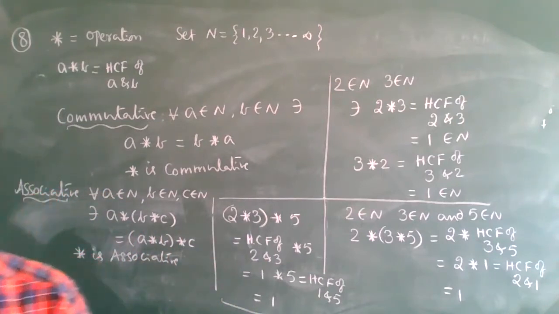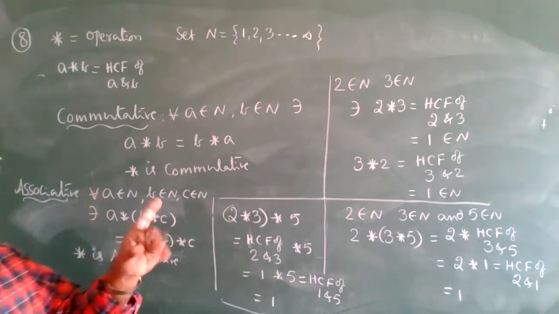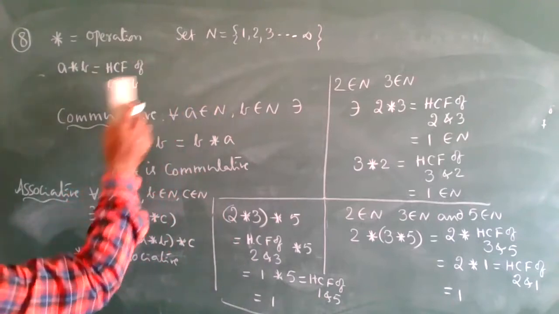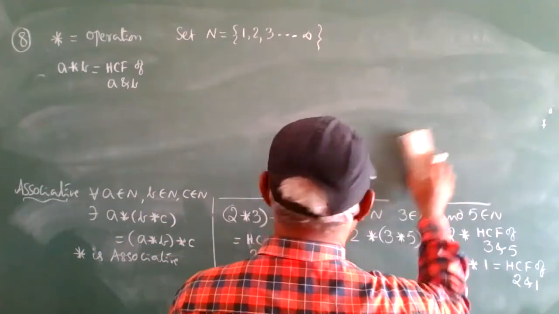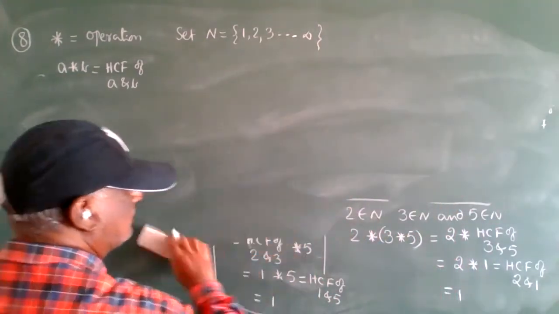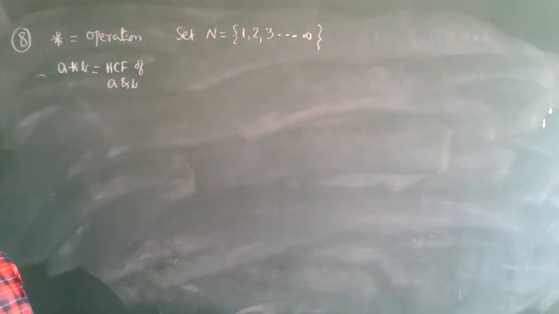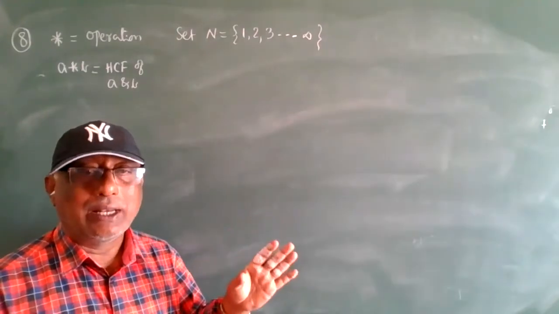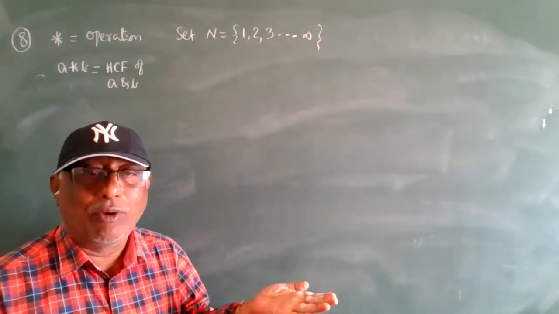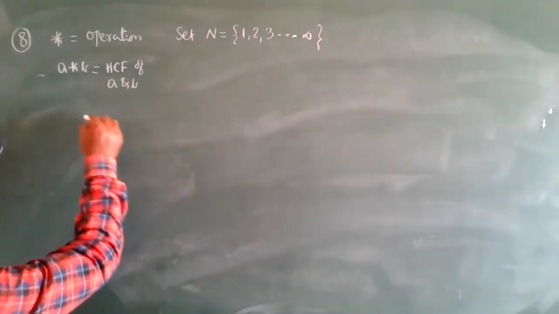The last point is in this one: whether the identity exists or does not exist. They are asking about identity. I am going to check the identity. Everyone observe. For example, if I take identity as 1, it will be satisfied. If I take 4, it will fail. So for identity, any element, there is a chance.